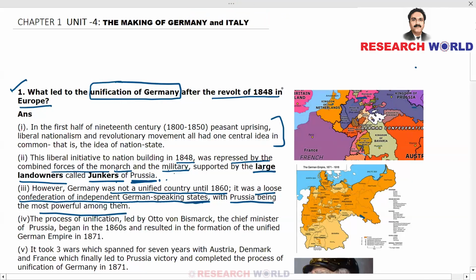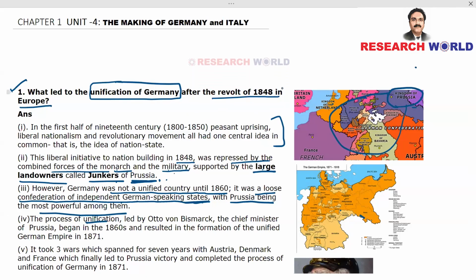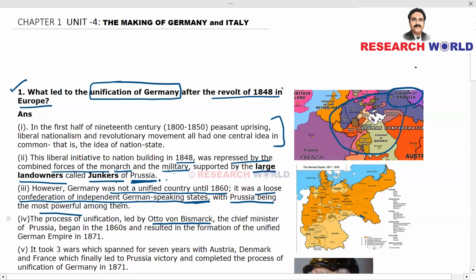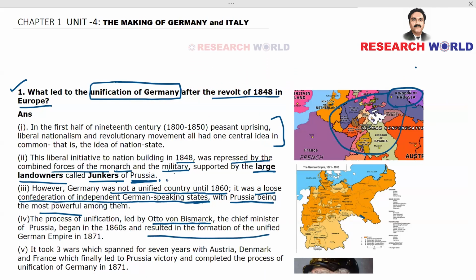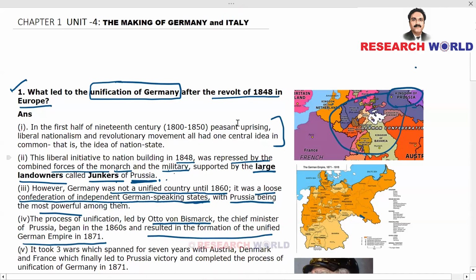So, the Kingdom of Prussia was a part of this confederation that connected them through the single common language, that is the German language. Now, the process of unification led by Otto von Bismarck, the chief minister of Prussia, began in the 1860s and resulted in the formation of the unified German Empire in 1871.